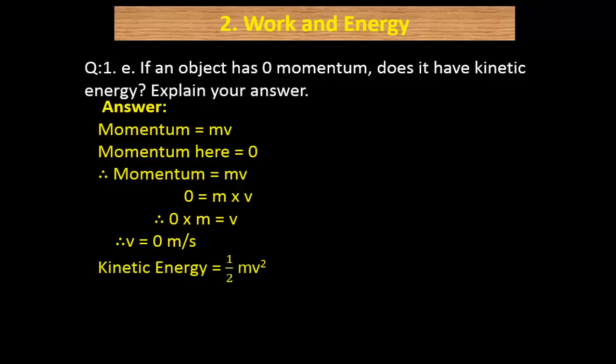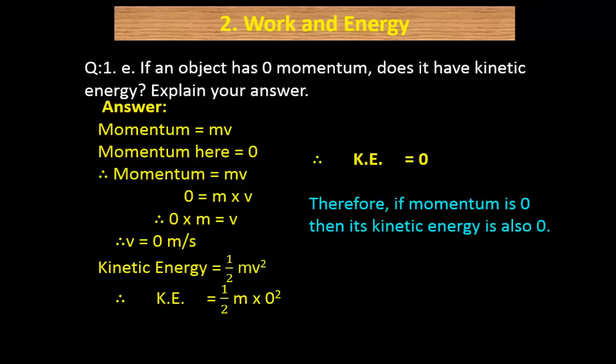Kinetic energy is equal to half mv square. Therefore, KE is equal to half m multiplied by 0 square. Therefore, kinetic energy is equal to 0. Therefore, if momentum is 0, then its kinetic energy is also 0.